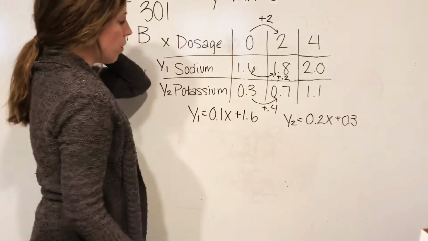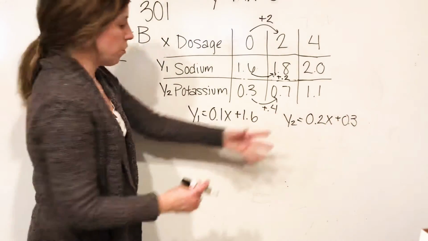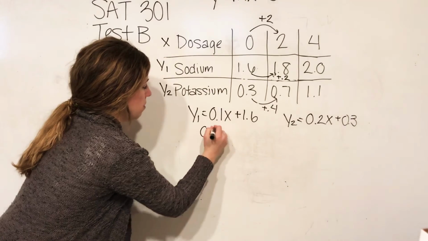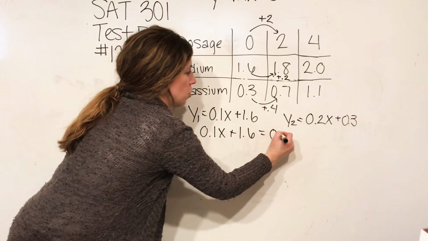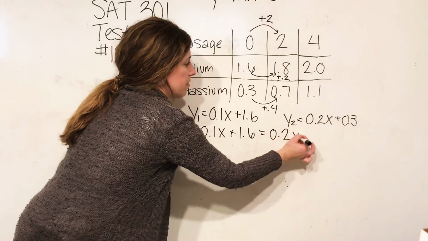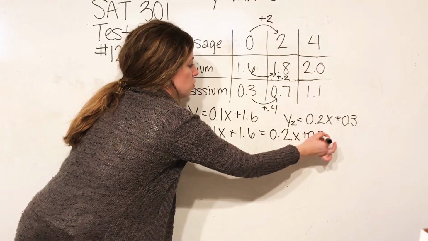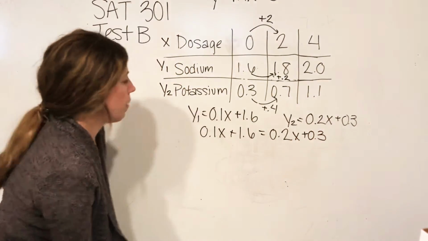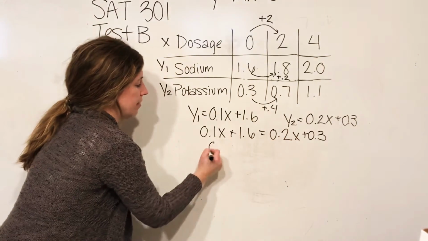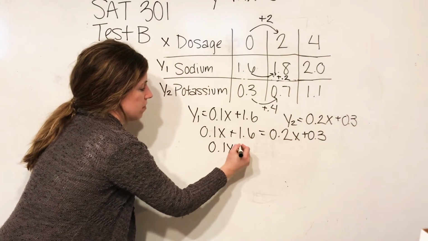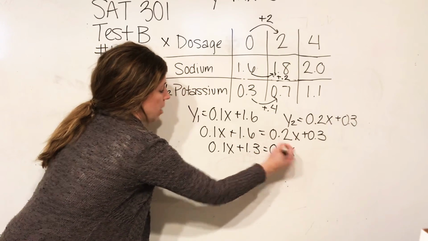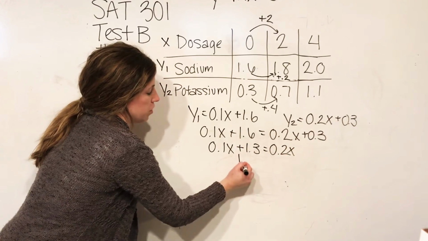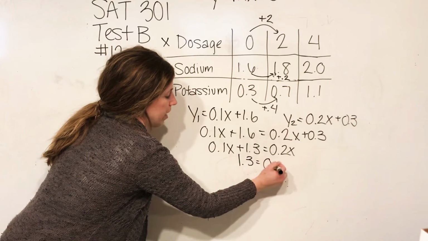Now we want to know what is the dosage when these two are equal, so I'm going to set them equal to each other and solve for x, because our ultimate goal is to know what is that dosage, which is our x. What is that dosage when these two values are equivalent? So I'm going to subtract 0.3 from the left-hand side, giving us 1.3. And I'm going to subtract 0.1x from the right, which gives us 0.1x.